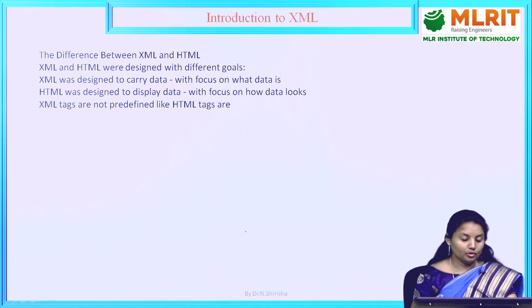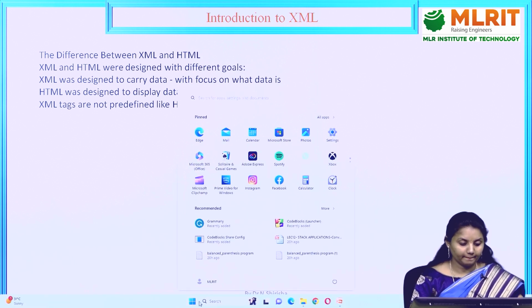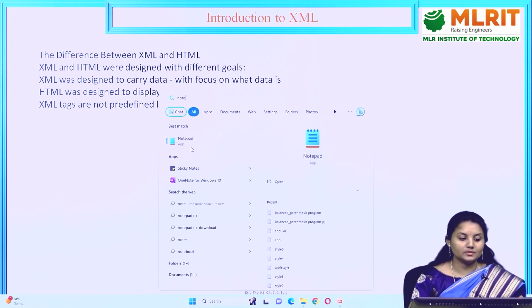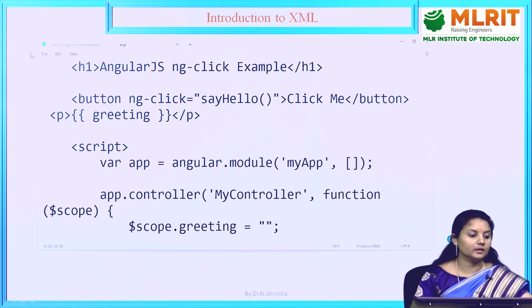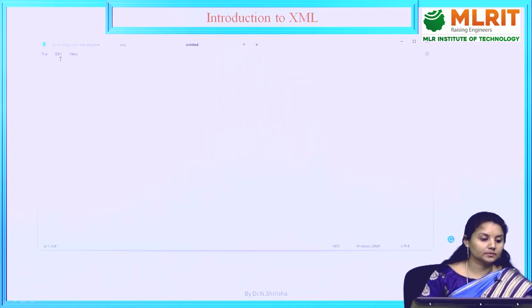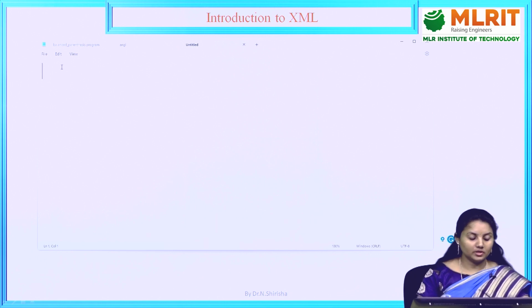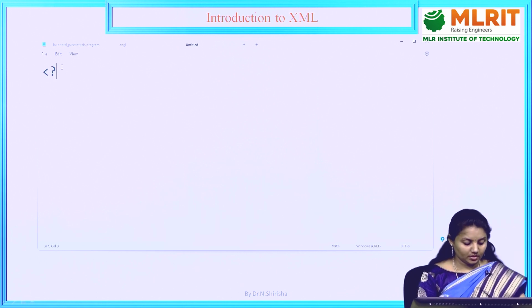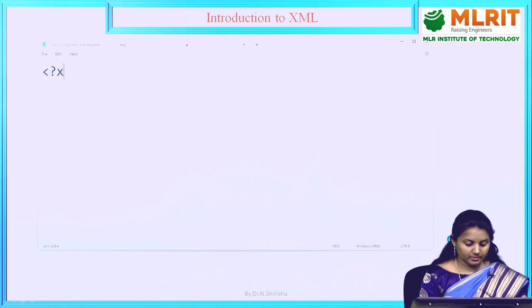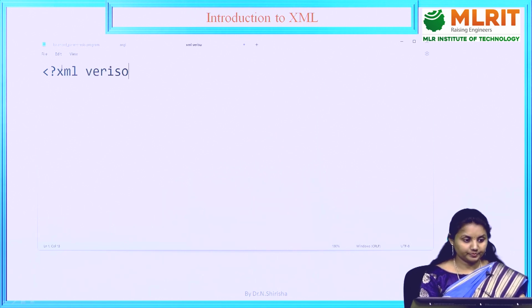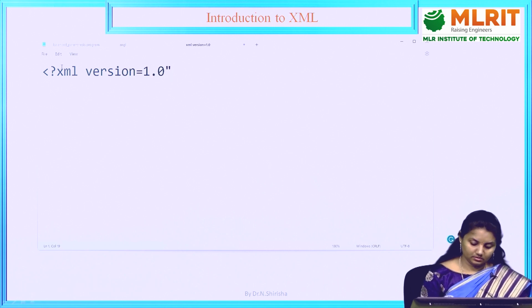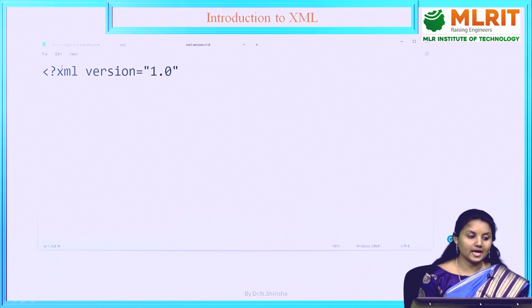Now, let me show you how we will execute this XML. I am just taking a notepad, a simple editor. I am taking a new tab. So, here I am giving you the XML delimiter, xml version equals 1.0. So, 1.0 is a value, version is the attribute here for the XML tag. So, we are closing it.